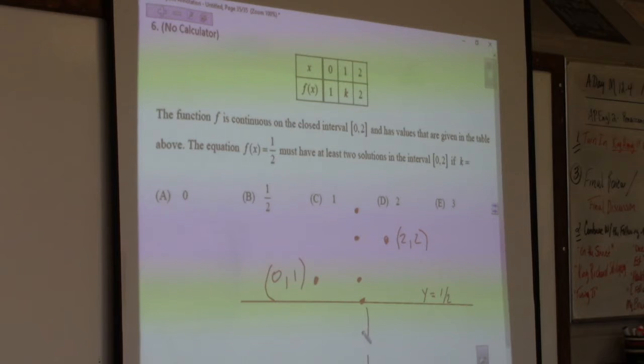But if it goes down to 0, then we guarantee that it has to cross it once to get to 0 and once to get to 2. So that is just a backwards application of the intermediate value theorem.